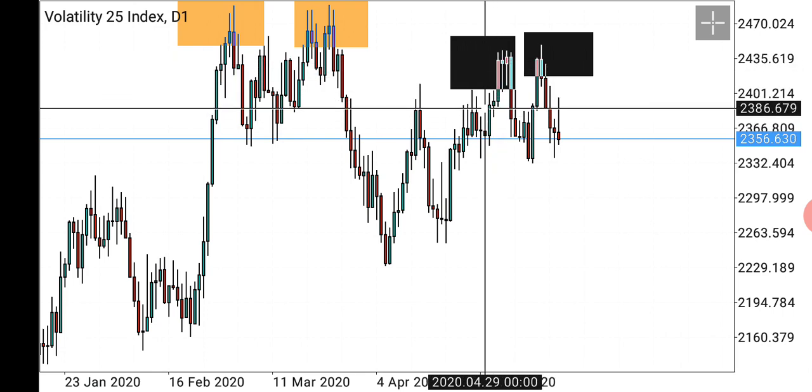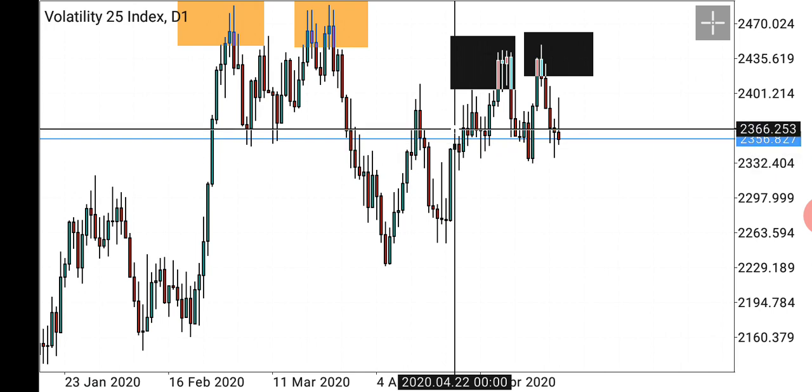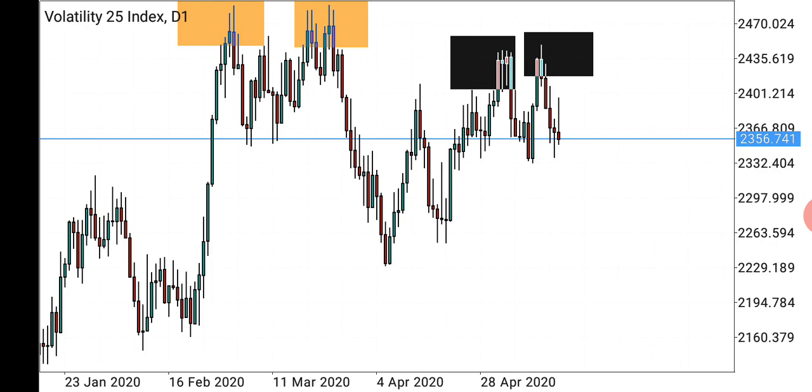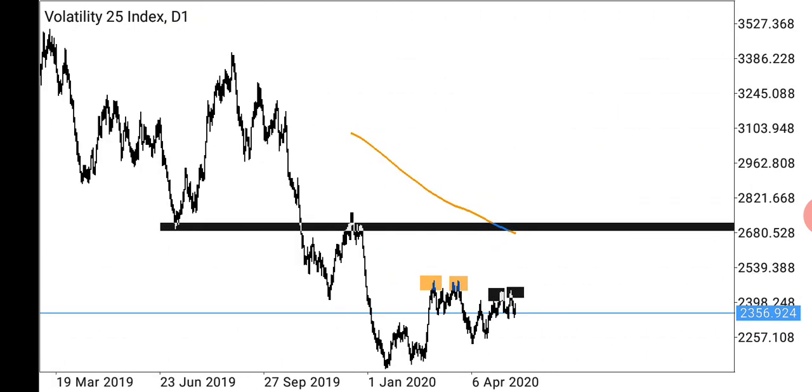And what you should be expecting for this: the daily candle is already giving us a shooting star. This is our daily chart. It is giving us a shooting star. And what is the other reason why you should take this trade? Let's check if there's any trend line.